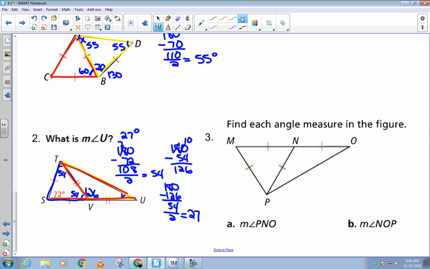Last one. This one's similar. Okay, find the measure of each angle in the figure. Now they don't give us any measures right off the bat. Okay. But what do I notice about this triangle right here? It's equilateral, right? And if it's equilateral, what does each one of the angles measure? Parker?